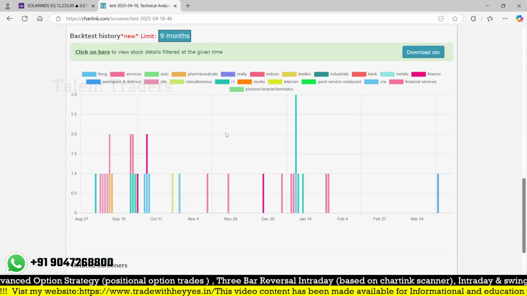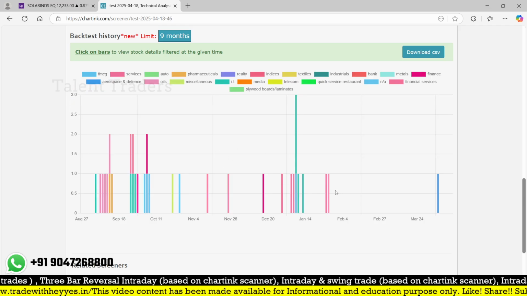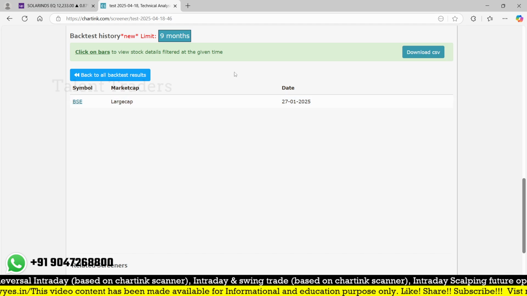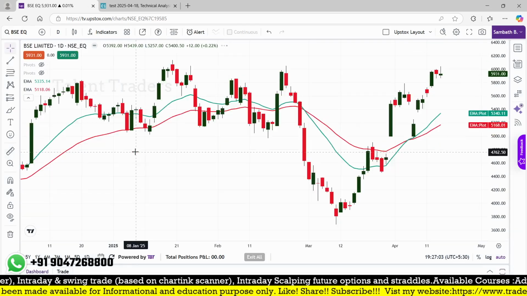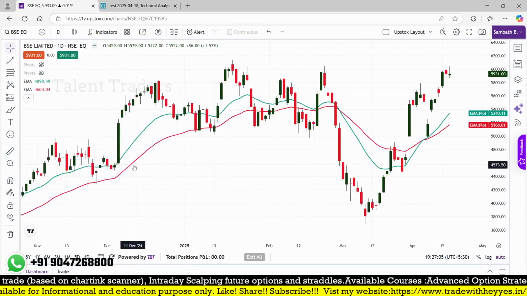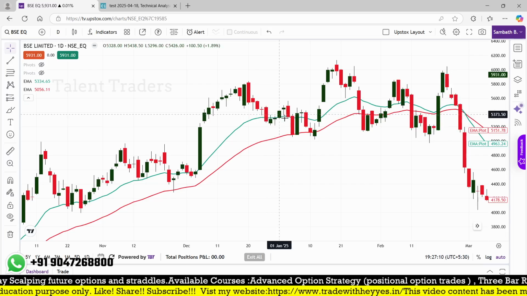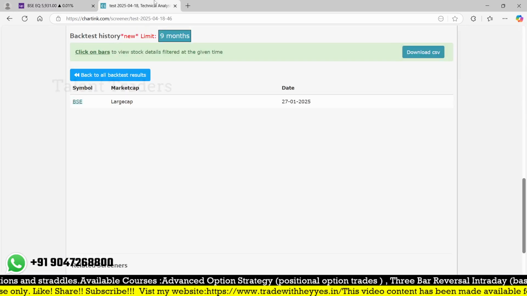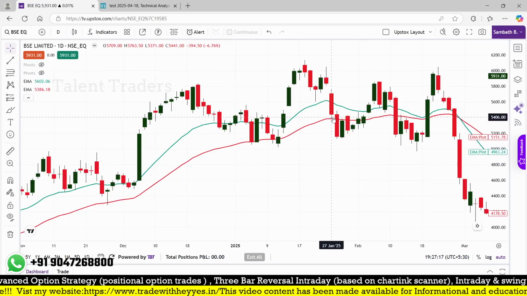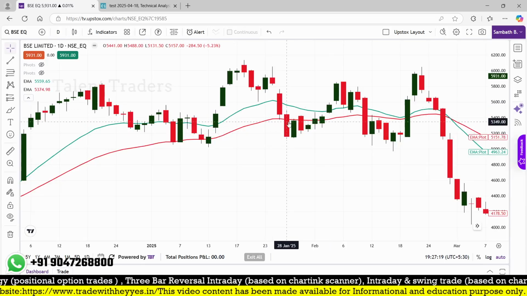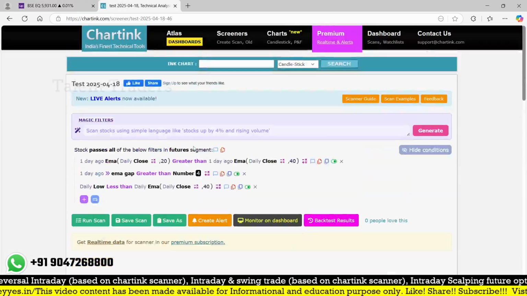So let me check some other stocks also here. We have BSE on 28.1, and prior to that, 27.1. So 2 days, BSE 28.1, 27.1. Sorry, 27.1 is the point. Yeah, this is a 1 day, and the next day, and you can even use one more condition to add here.